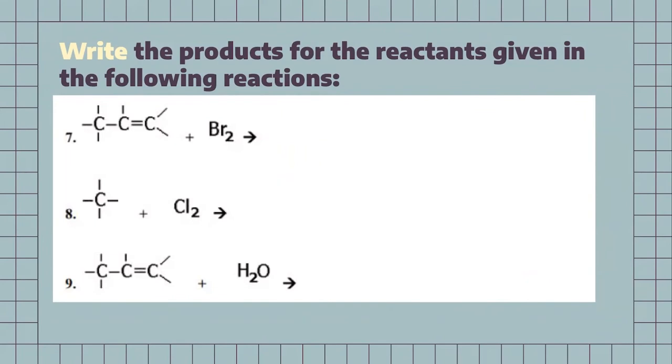For our next one, we're going to be adding our halogens to our double bond. So each one is going to gain a bromine. One will go there, the other one will go there. So our product would just look something like this. Again, it doesn't really matter where you put the bromine, either on the bottom or on the top, since we can freely rotate that molecule. For 8, we have an alkane, we have our halogen. So this one is going to be a substitution, just like the one that we did before. So our product would just be our methyl chloride and HCl.